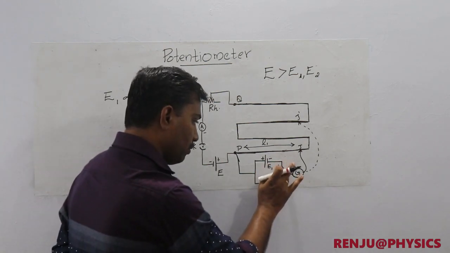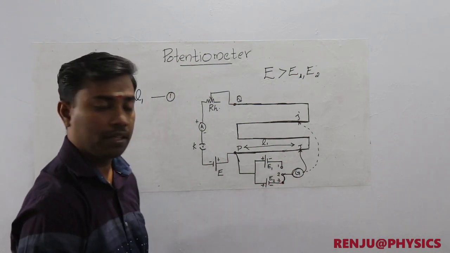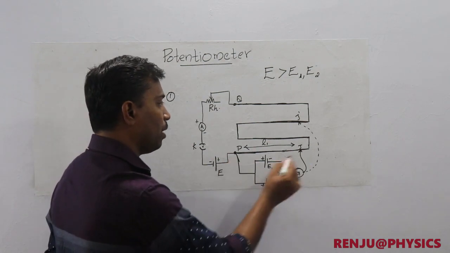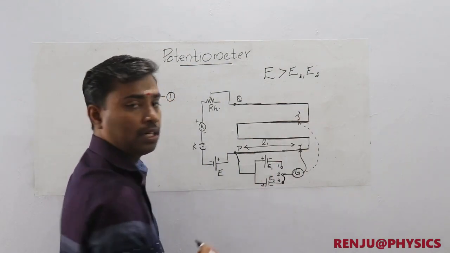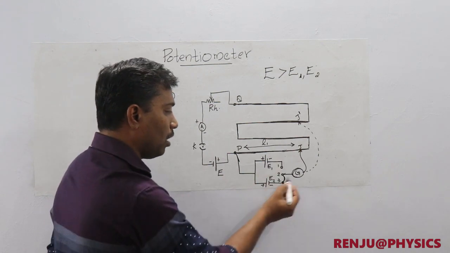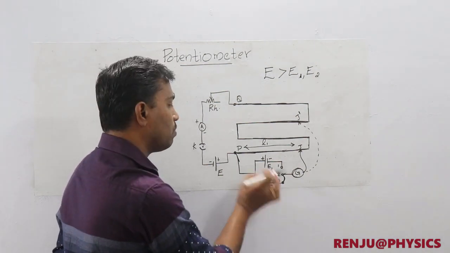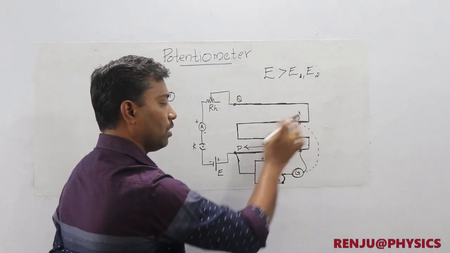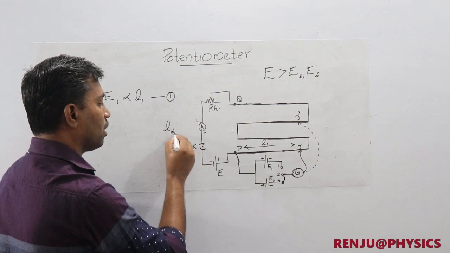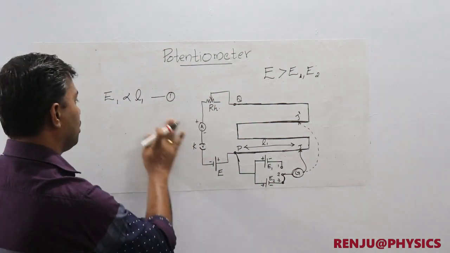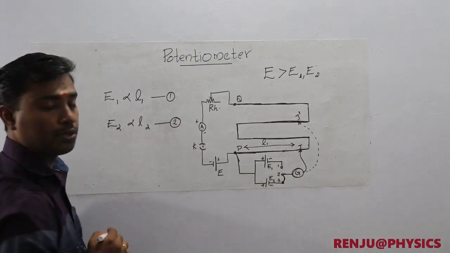Next, we are going to find the balancing length for E2. So we connect terminal 2 and 3. Then we move the jockey from P to Q, a point J dash is reached, and the galvanometer shows zero deflection. That means the potential across E2 is balanced by the length PJ dash. We consider that L2, the balancing length corresponding to E2. According to the principle of potentiometer, E2 is proportional to L2.